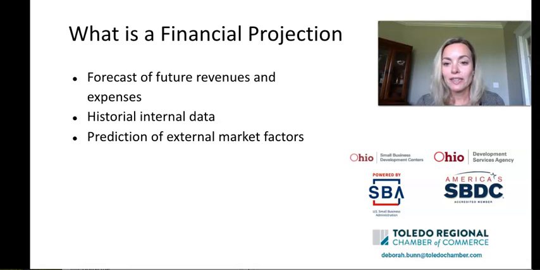There's also prediction of external market factors. So when you're going through your forecast and you're making a financial projection, you have to look at some of those factors to begin to understand if you think there may be a 5% increase in your sales over the course of 3 to 5 years, or maybe your raw materials or your supplies are going to increase by 10% year over year. So things like that you also have to take in consideration when you're doing your financial planning, your financial projection.